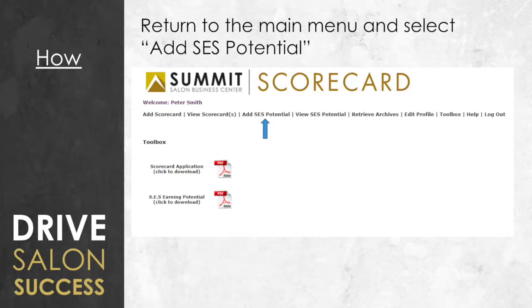We're going to go back into www.summitsalonscorecard.com. We're going to log in, and then across that top menu, you're going to choose the Add SES Potential, which is the Add Self-Employed Stylist Potential Worksheet. Okay, easy enough to follow there. Now we would take the data that we gathered and drop it into this sheet.